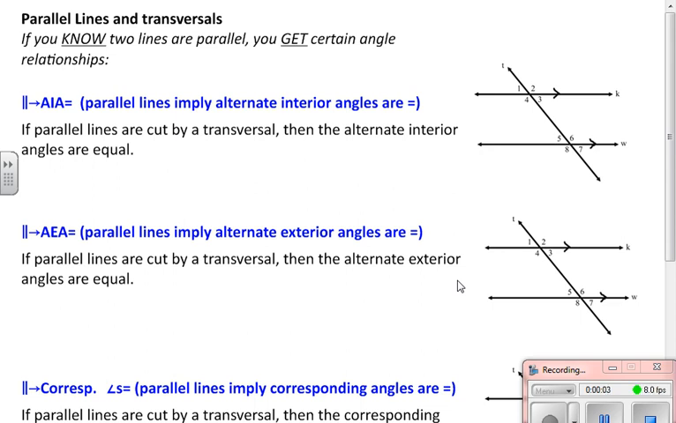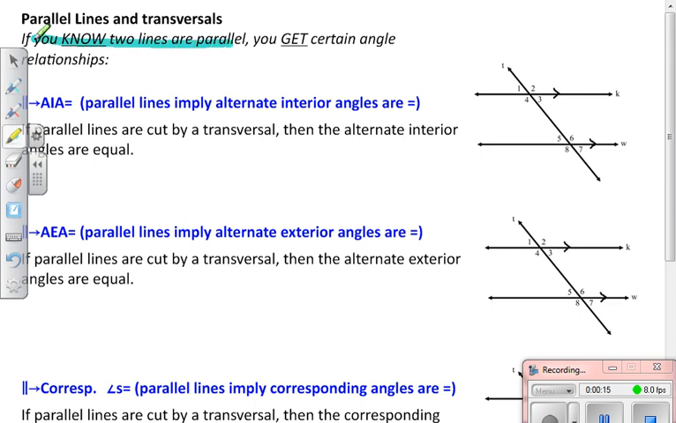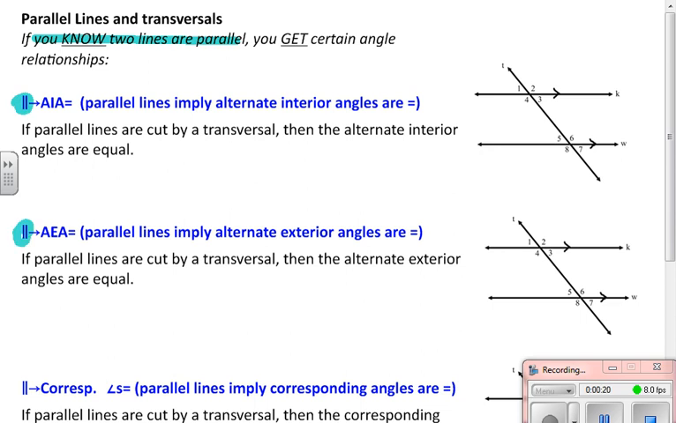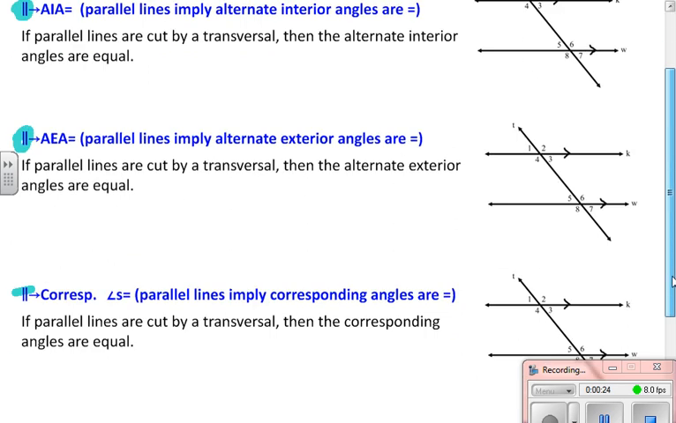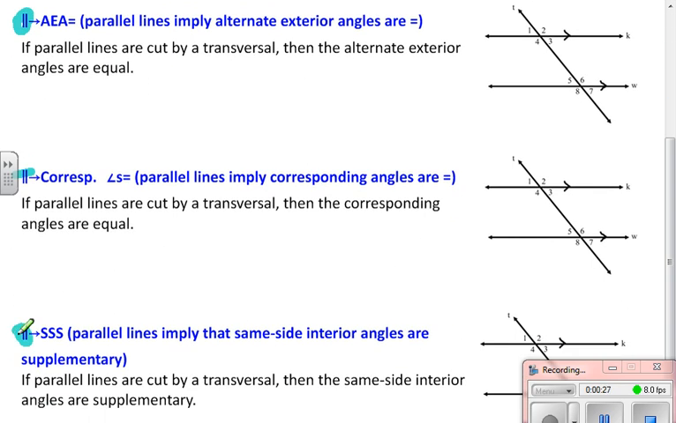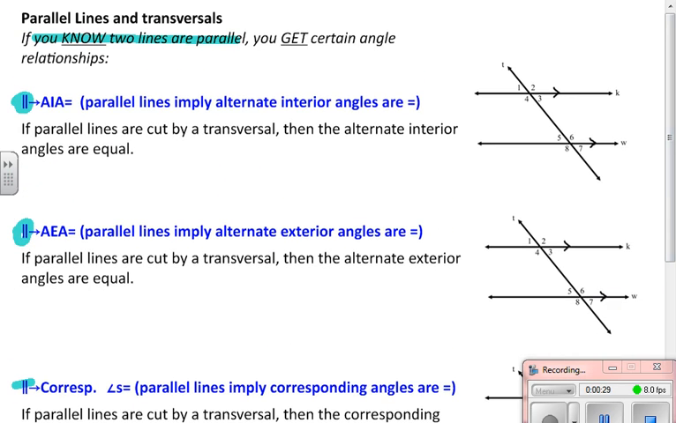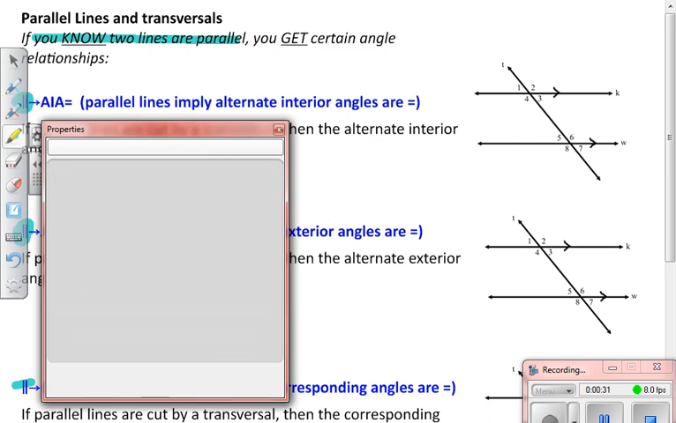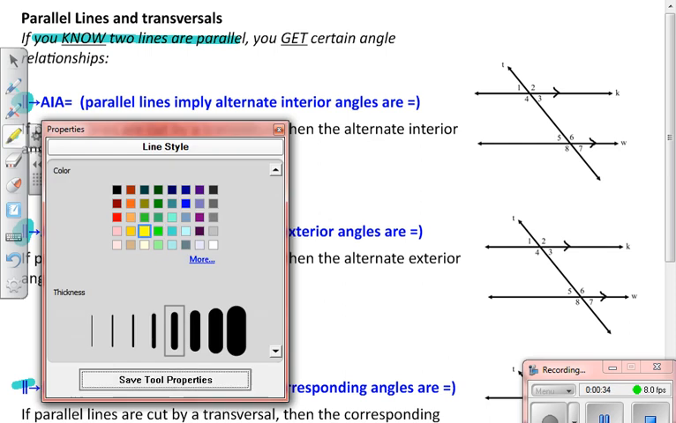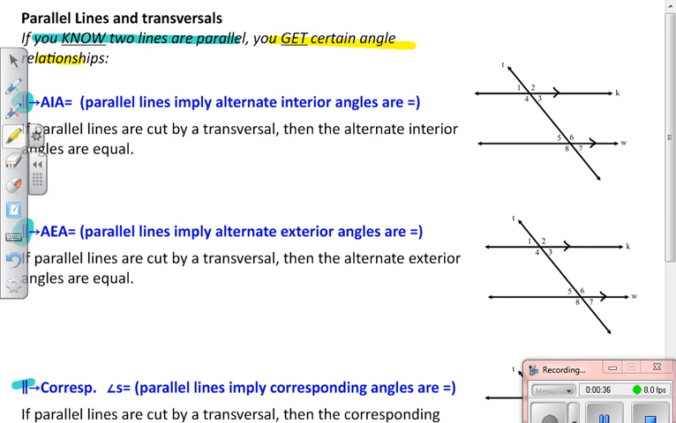Now, all those definitions of the different angle types are interesting, but they become really important when we know the lines are parallel. So this section, as always, we need to be careful. If we know lines are parallel, so in every one of these theorems, we have to know parallel first. And if we know the lines are parallel, then we will get certain useful information and we get certain angle relationships.